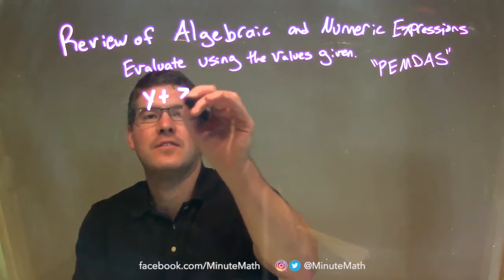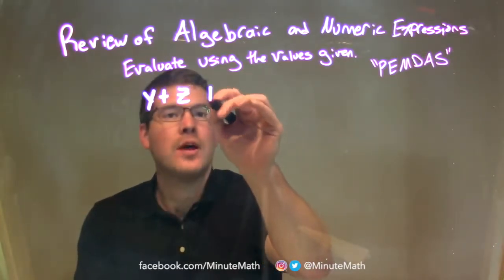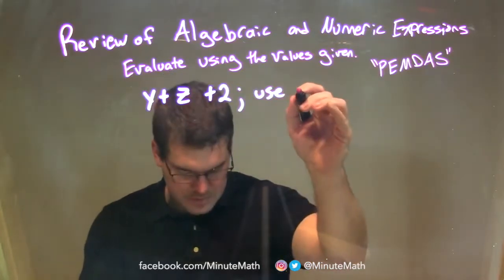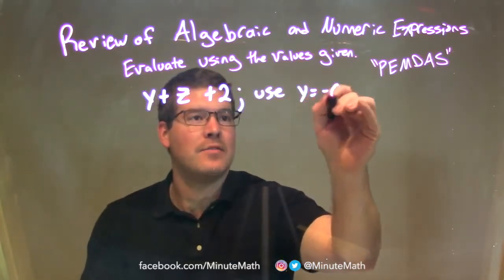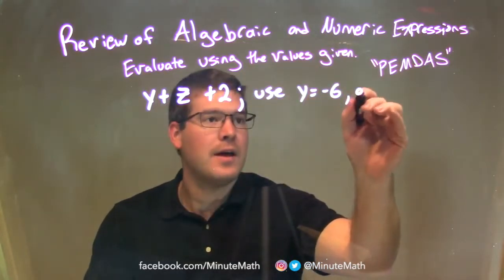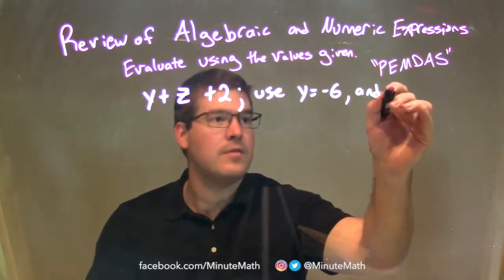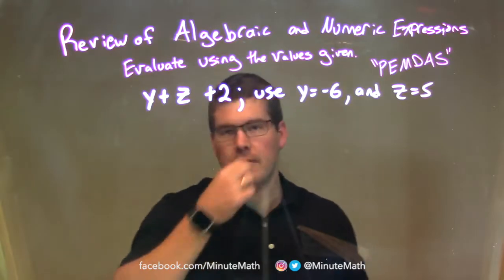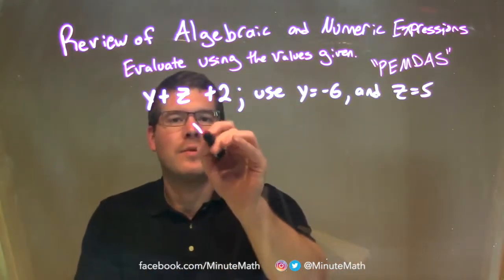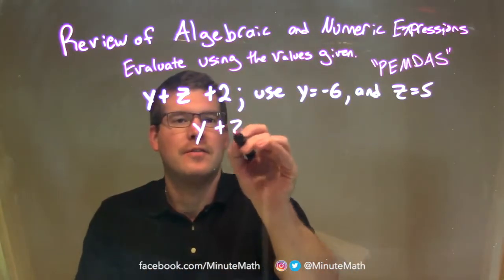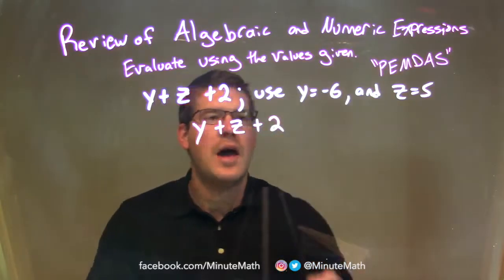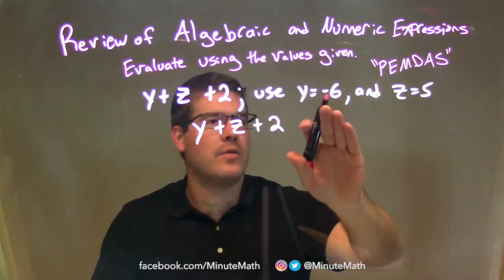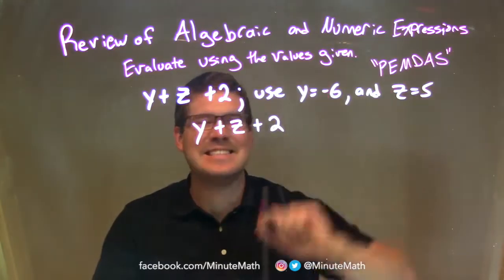I plus z plus 2, and we have to use y to be a negative 6 and z to equal 5. Okay, so all we have to do right here is, well, I'm going to rewrite y plus z plus 2. Every single time we see a y and a z, we're going to substitute the values they told us they could be, y being negative 6 and z equal to 5.